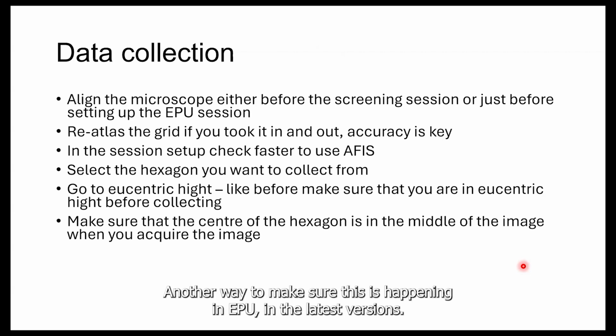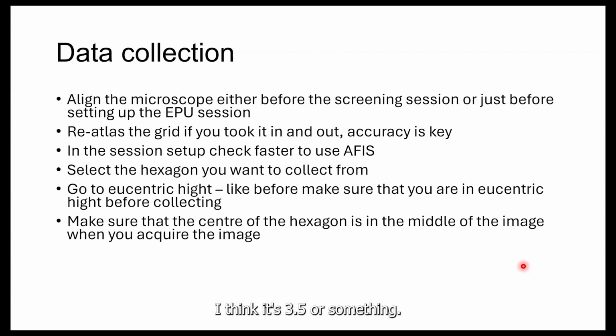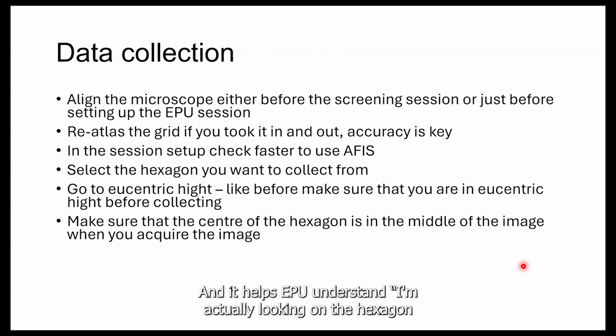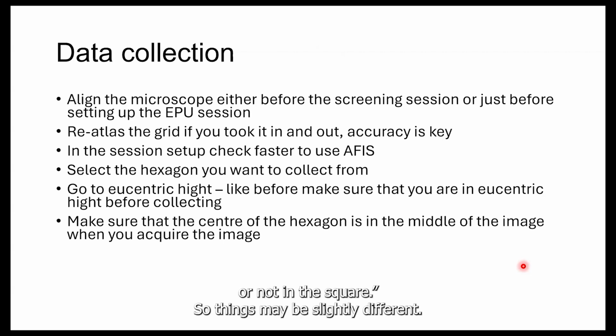Another way to make sure this is happening in EPU, in the latest versions, I don't remember when they started it, I think it's 3.5 or something. There is an option to choose hexagon. And if you go to gold grids, you can choose hexagon, and it helps EPU understand I'm actually looking at the hexagon and not the square, so things may be slightly different. Use it, it helps. If your EPU version doesn't have it, ask your facility people, can you please update EPU? It helps, it saves some time, and it saves some frustration.